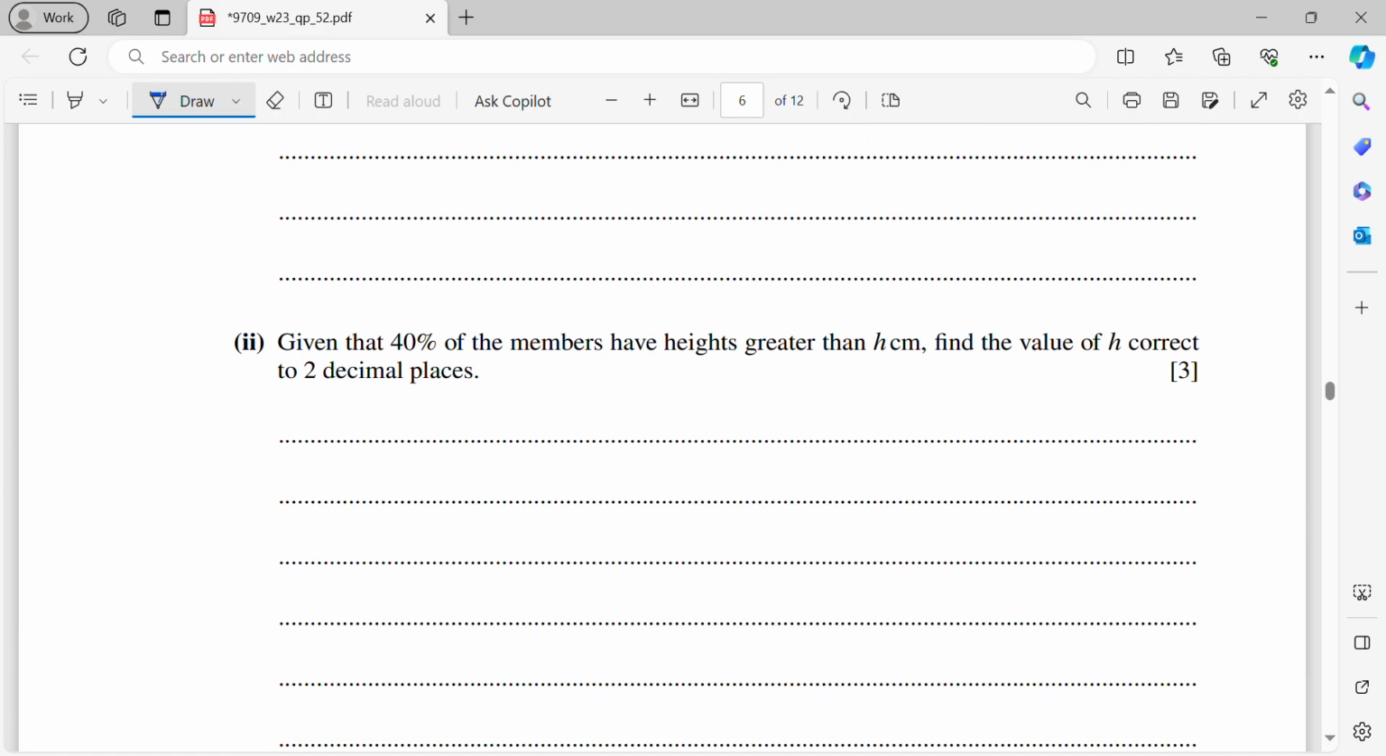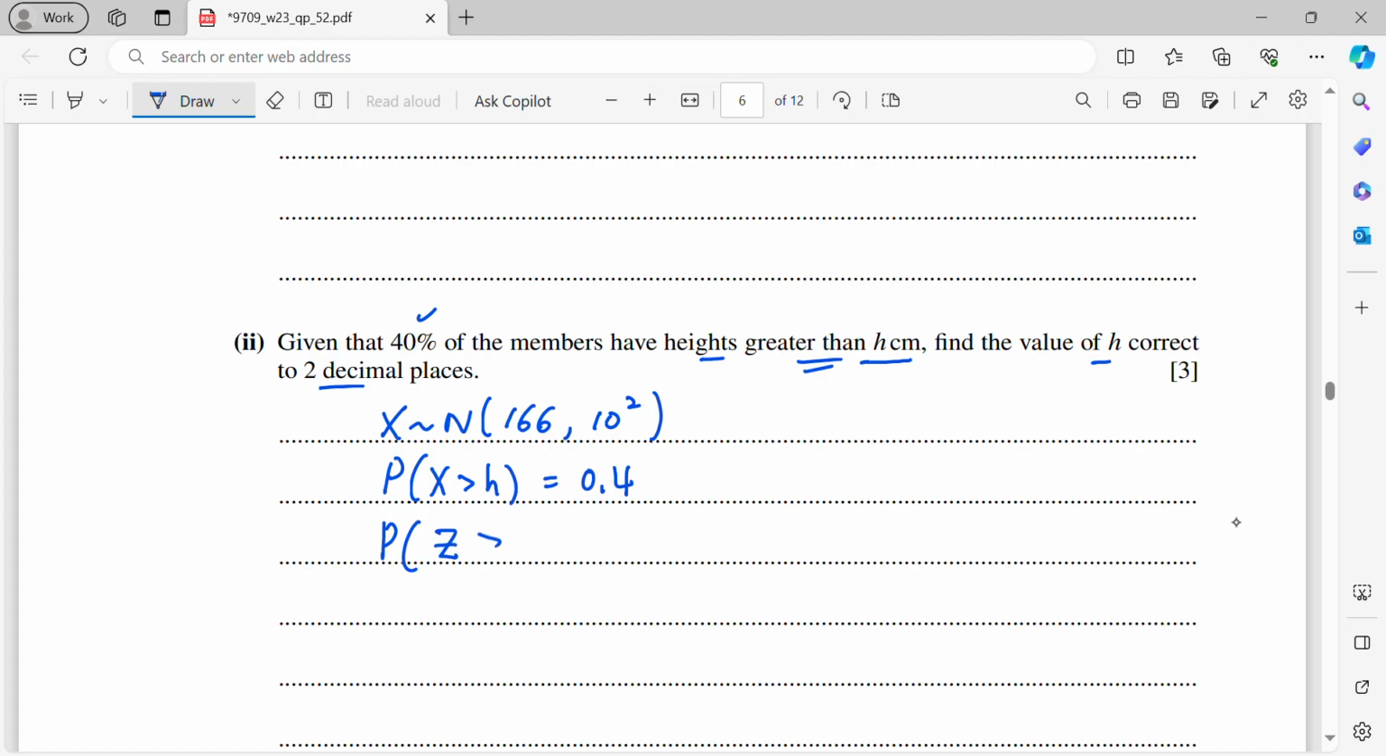Now, second part, given 40% of the members have heights greater than h centimeter, find the value of h correct to 2 decimal places. So now I will rewrite: x is normally distributed, mean 166, variance 10 squared. Greater than h centimeter. So P(X greater than h), and it is 40%. That means it's 0.4. So from here I will standardize it first. So you get (h minus 166) over 10. That is my z value, and the probability is 0.4.